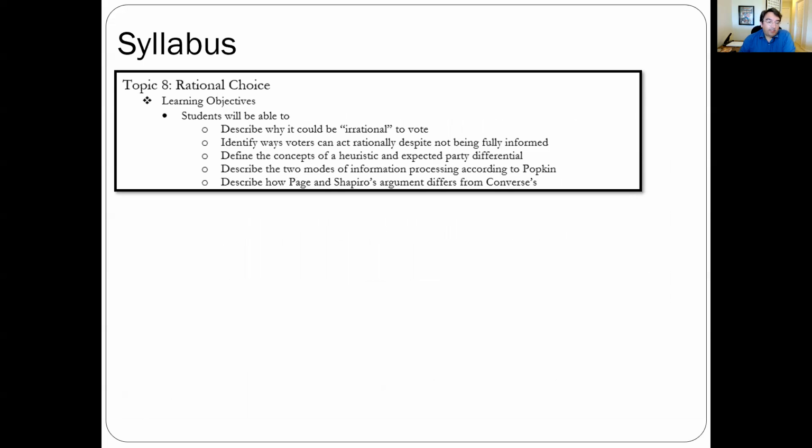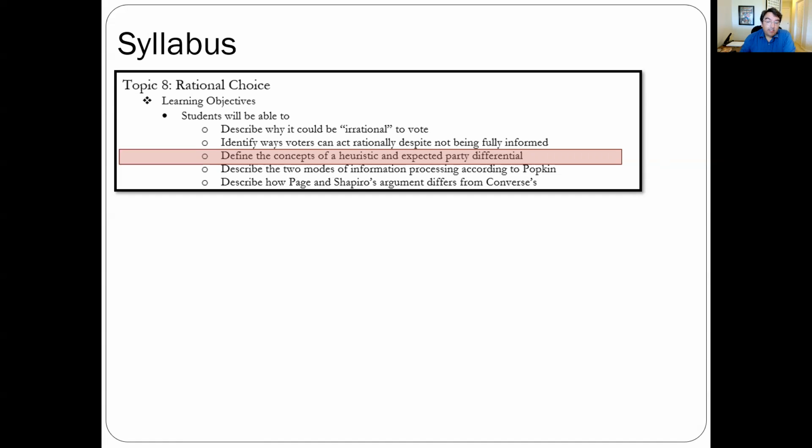And one of the things for this topic is that by the end of this topic, a student will be able to define the concepts of a heuristic and an expected party differential. And so these are going to be topics that we're going to address when we talk about, again, Lupia and Anthony Downs. But here, again, these learning objectives are not random, and they can be helpful to you when you want to build a study guide.